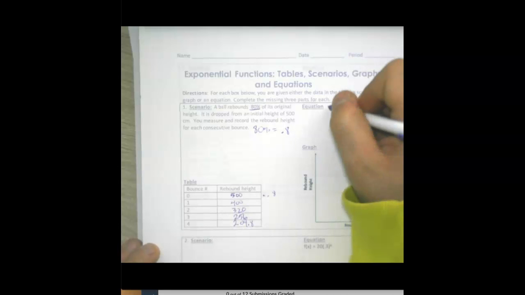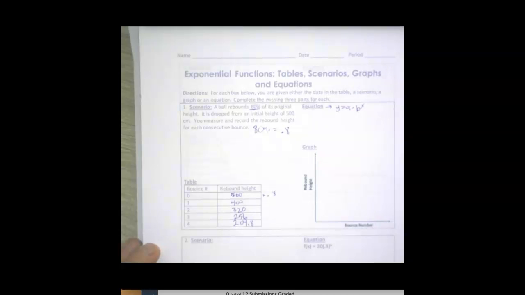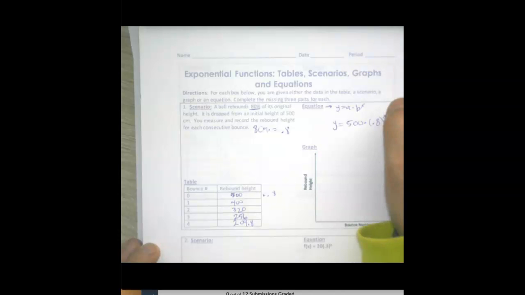Guys, the equation, remember, it's exponential. The equation is using the form y equals a times b to the x, where a is the initial value, so a is 500, and b is the rate of change, which is that it's being multiplied by 0.8 each time, so 500 times 0.8 to the x power.